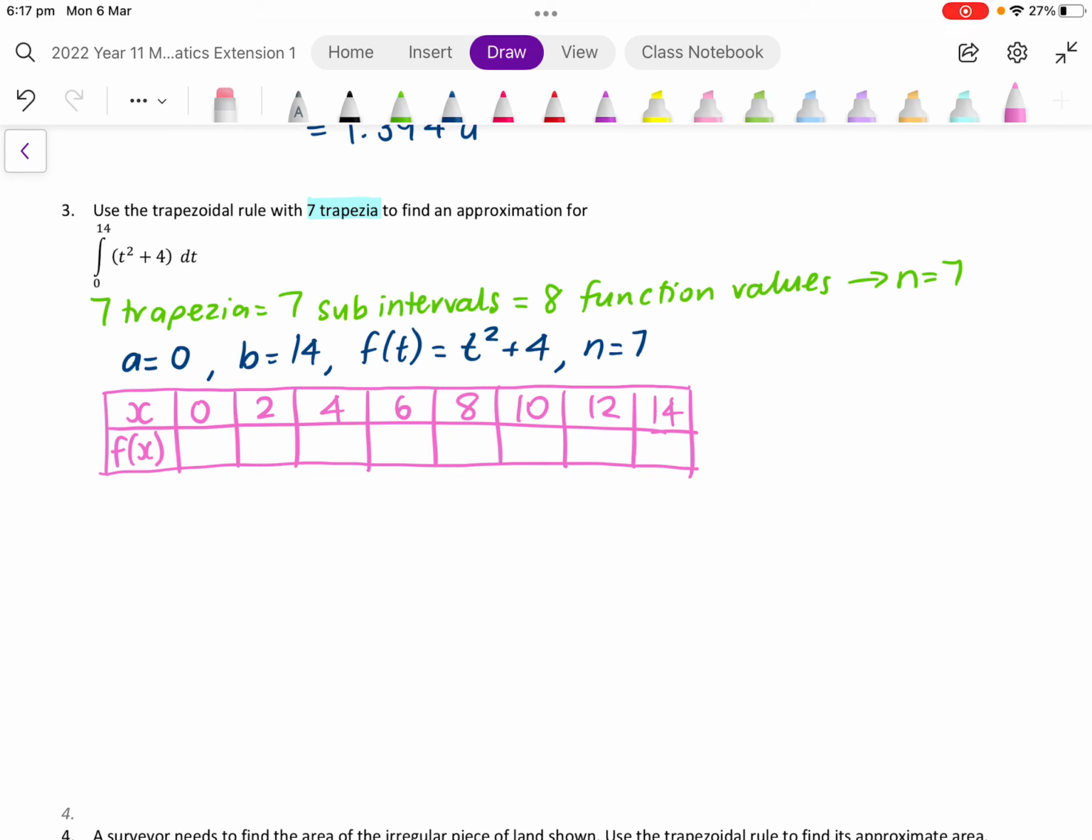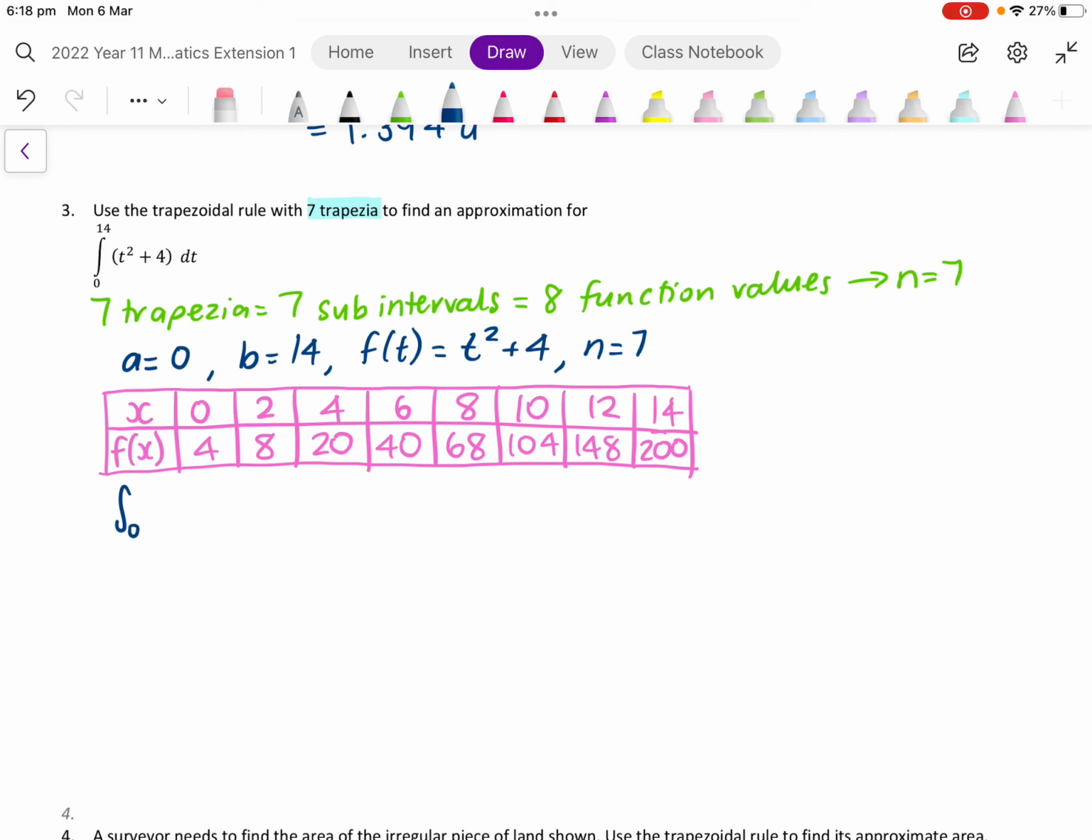we get 0 squared plus 4 is 4, 2 squared plus 4 is 8, 4 squared plus 4 is 20, 6 squared plus 4 is 40, 8 squared plus 4 is 68, 10 squared plus 4 is 104, 12 squared plus 4 is 148, and 14 squared plus 4 is 200.